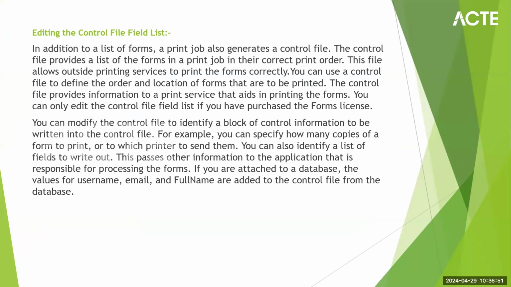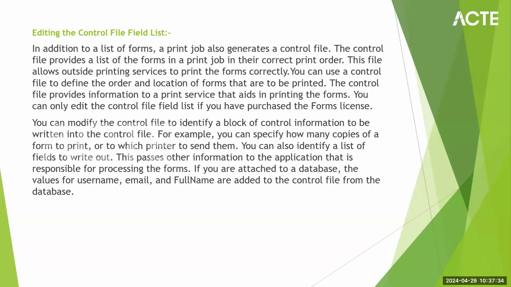Like I already mentioned, in a particular print job, the order in which you want to print the forms on the UI, you can give that order by using the up arrow and down arrow. The file allows outside printing services to print forms correctly. You can use the control file to define the order and location of the forms that are to be printed. The control file provides information to a print service that aids in printing the form. You can only edit the control file field list if you have purchased the form license.